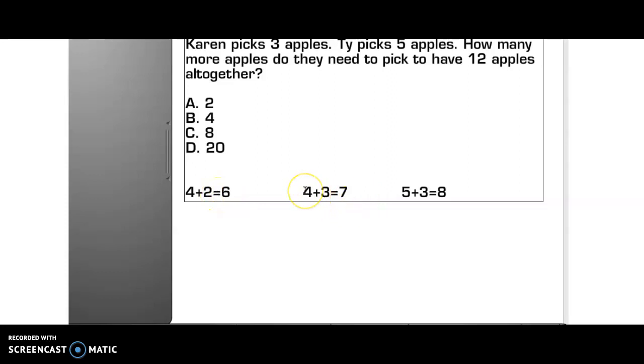Let's look at this problem. 4 plus 3 equals 7. 4 is an even number, but 3 is an odd number. So when we add an even and an odd number, it will be odd. Let's look at our final problem. 5 plus 3 equals 8. 5 is an odd number, and 3 is an odd number. When we add those two together, we will get an even number.